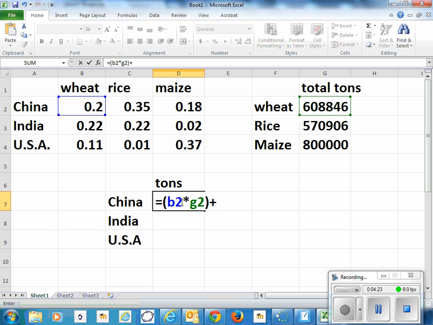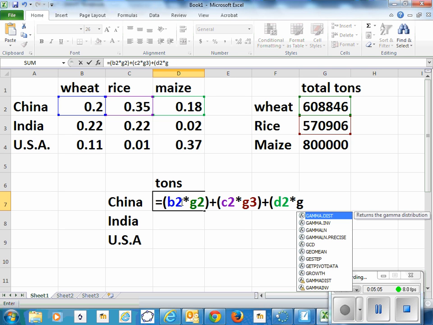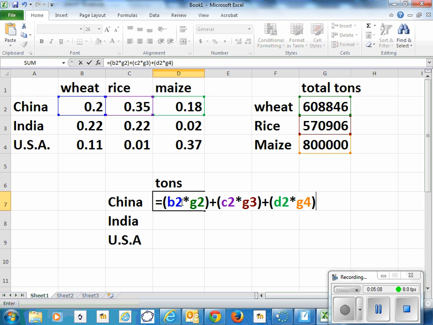and then we're going to multiply it by the percentage of rice grown in China times the total weight of rice grown, plus the percentage of maize grown by China times the total corn grown in the world. Well, instead of typing in the value, we can put in the location of that, and it will get the value. That way we could change it, and we only have to set it up once.